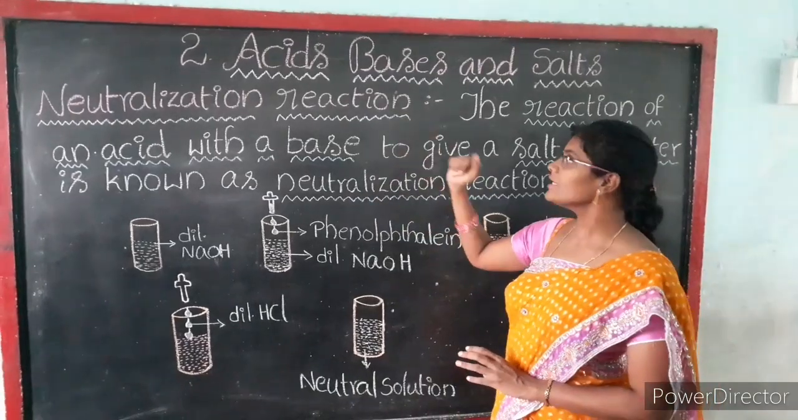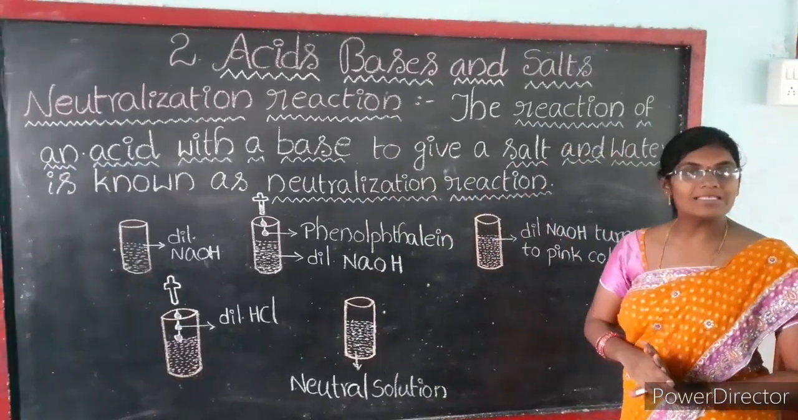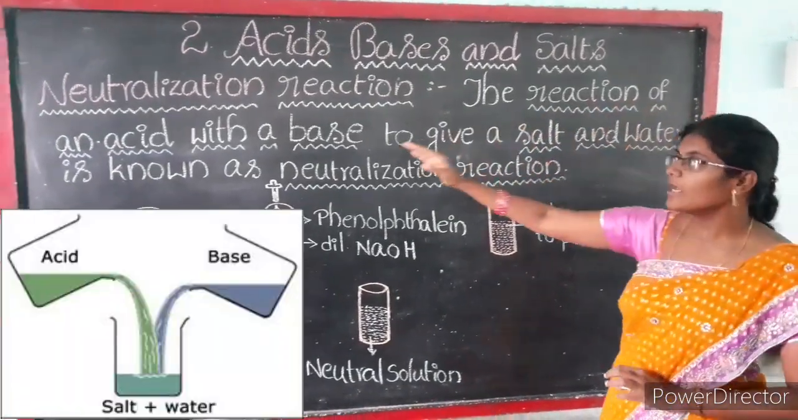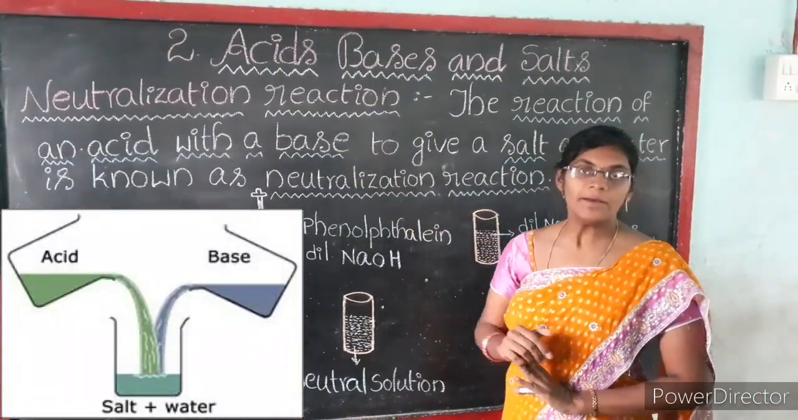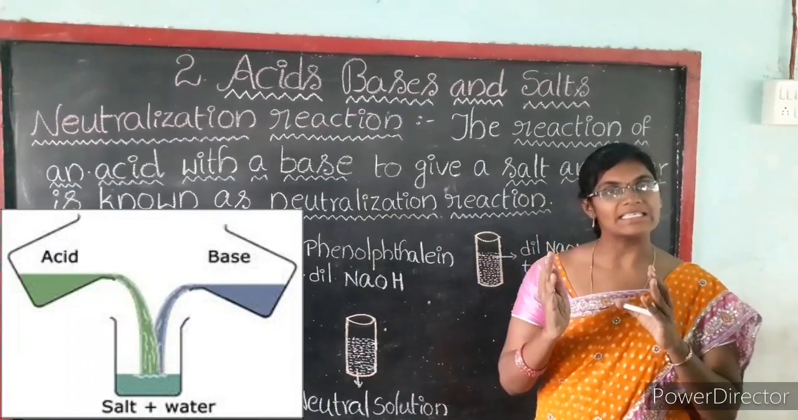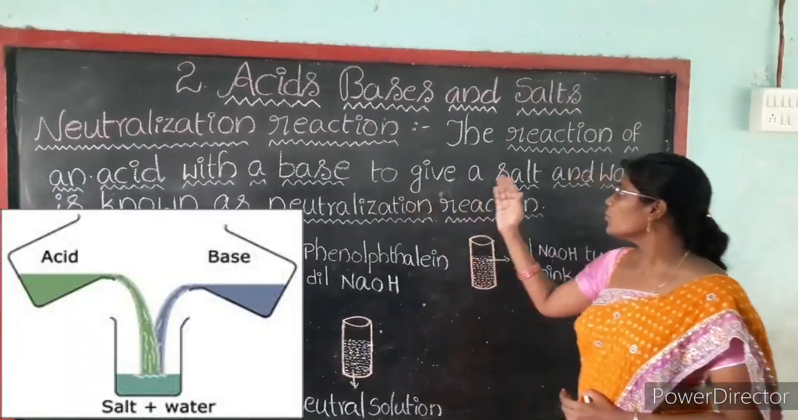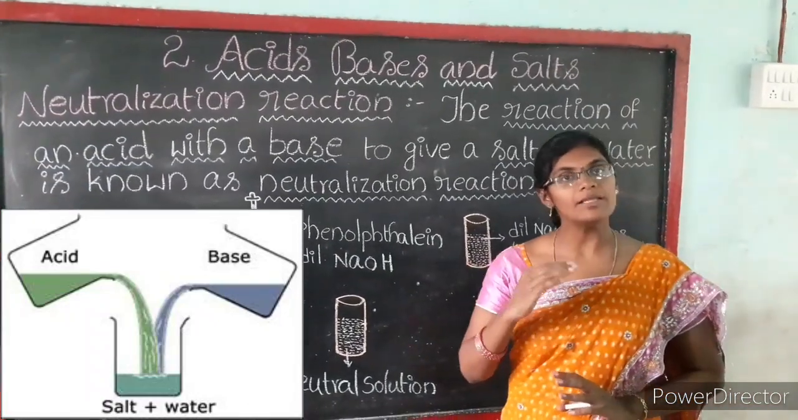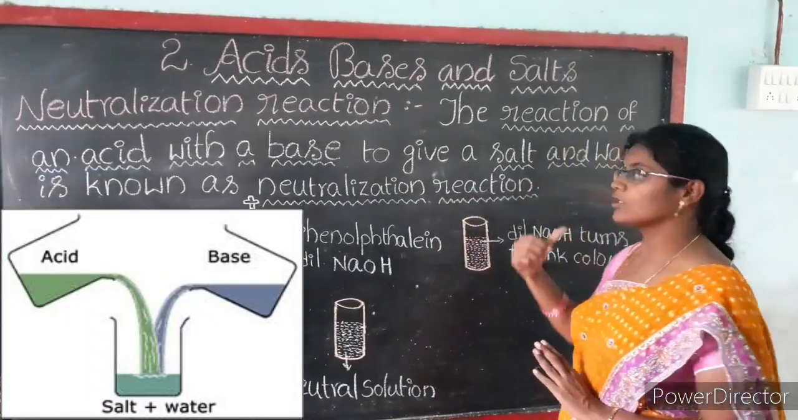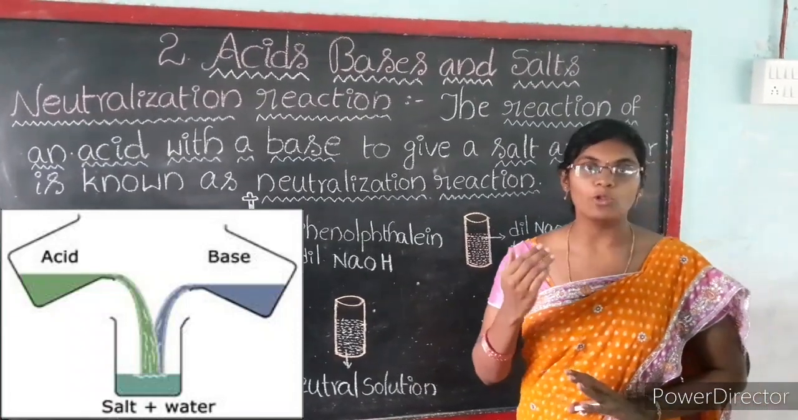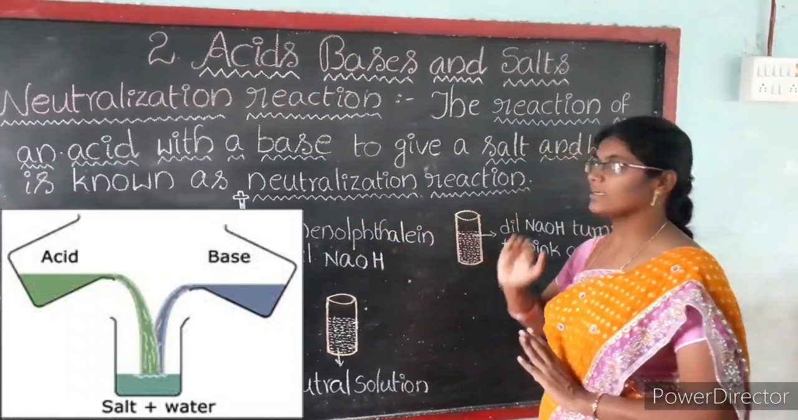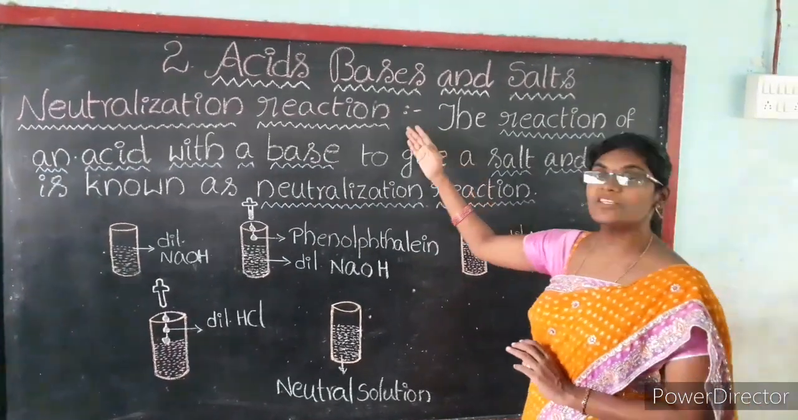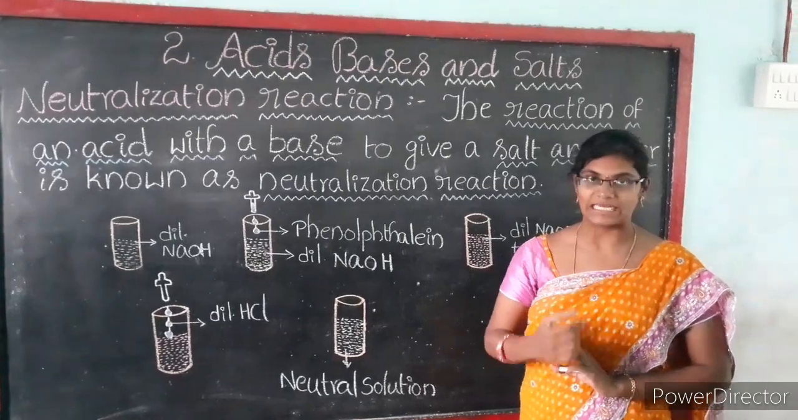Okay, neutralization reaction. What is meant by neutralization reaction, ma'am? Neutralization reaction means the reaction of an acid with a base. Means when we combine an acid and base, they give salt and water. When they react with each other and produce salt and water, this process is known as neutralization reaction. For your better understanding, I am going to explain this neutralization reaction with a small activity.